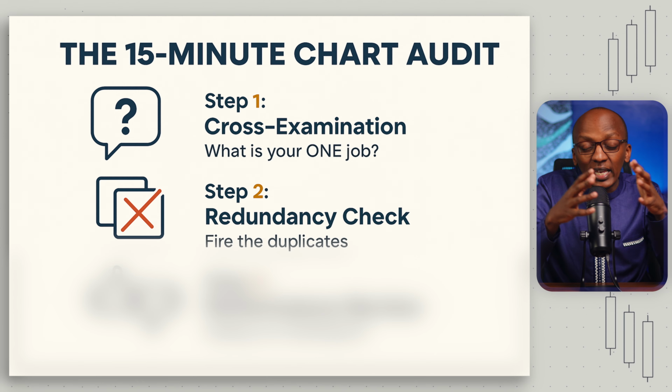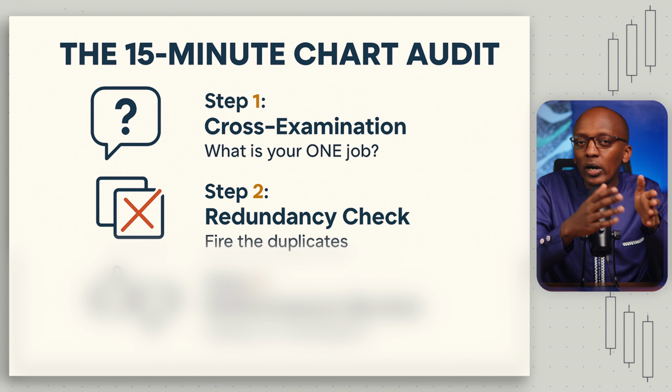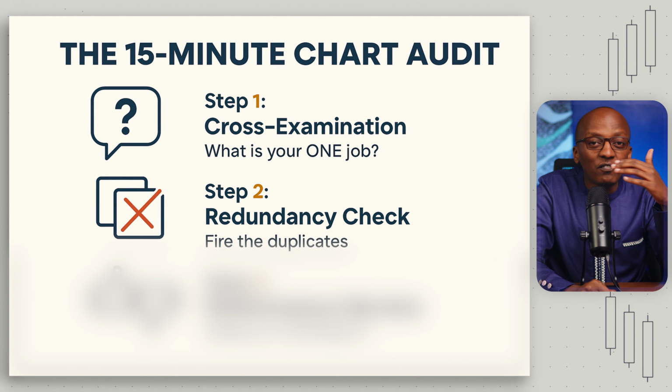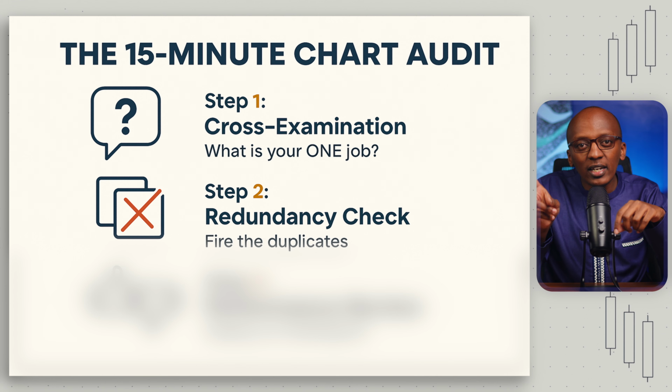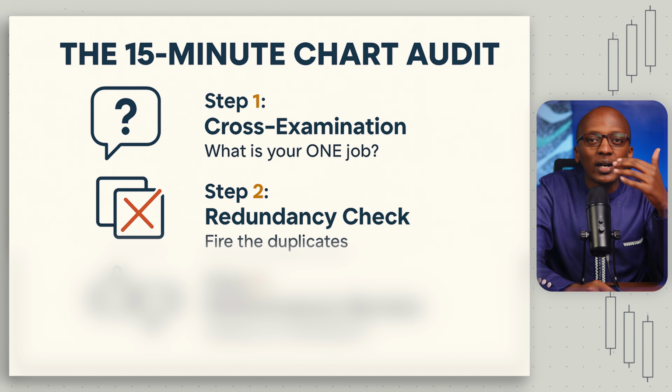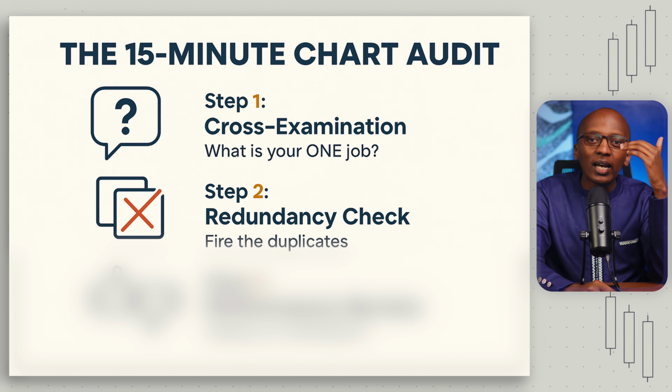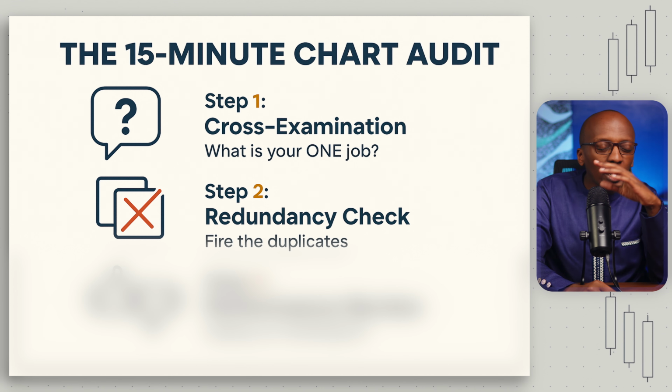Step 2, the redundancy check. Look at your remaining indicators. Do any of them have the same or a very similar job? Do you have, for example, 2 momentum indicators, 2 trend indicators? If so, you must fire one. Pick the one that you understand the best and that shows up the clearest on the chart. You cannot have 2 employees doing the same job.